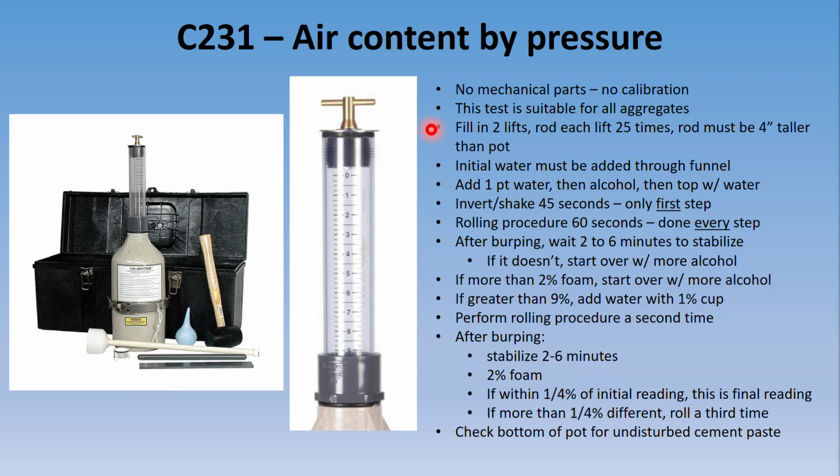Unlike all of the other tests we've talked about, this pot, because it's so much smaller, we only fill in 2 lifts. Each lift is still going to be rodded 25 times, and you're going to be asked what's the shape of that rod, and you can see down here it has hemispherical or rounded tips. And the only other requirement with this test is that you can use the long rods that you're also using for slump, or you can use a shorter rod so long as it's at least 4 inches taller than the height of this small pot.